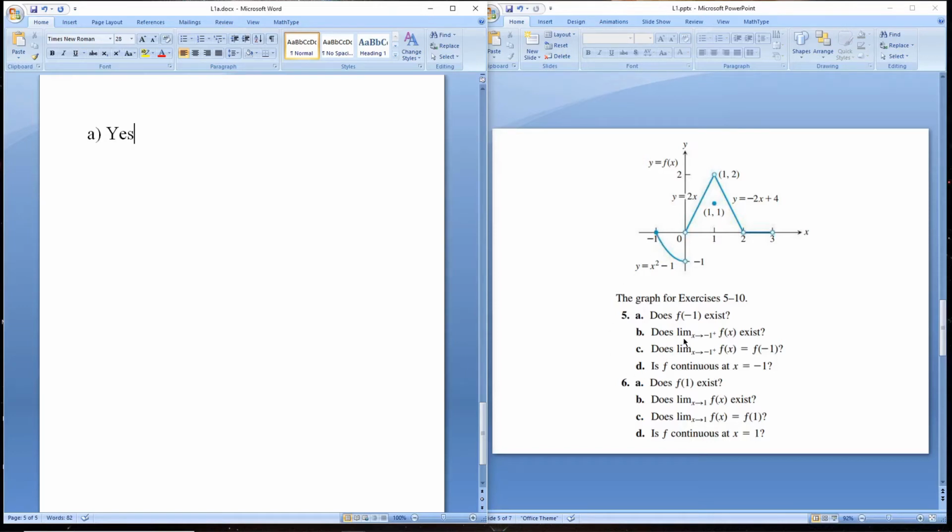B, does the limit exist as we go to -1? So here's -1 from the right. There's our plus sign there. Approaching from the right, we'd get closer and closer here. And as we get closer to -1, we'd be at an output of 0. And that would be the limit. So yes, does the limit exist at -1 from the right? Yes.